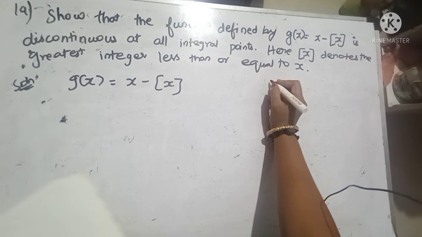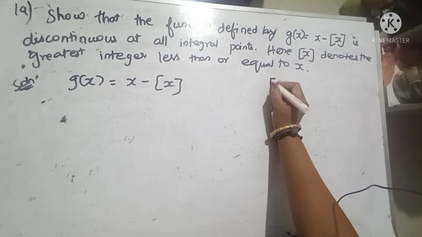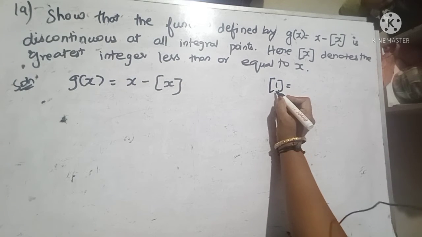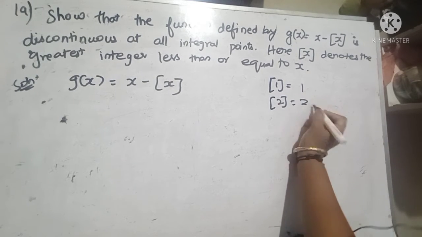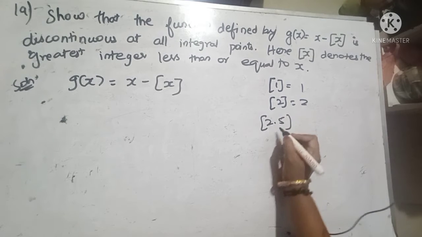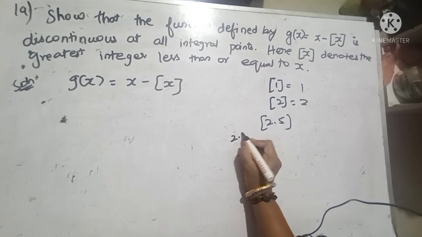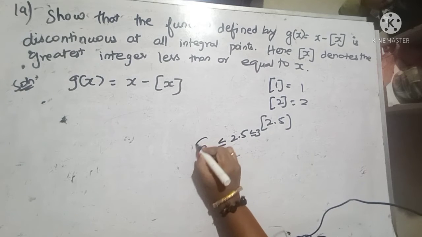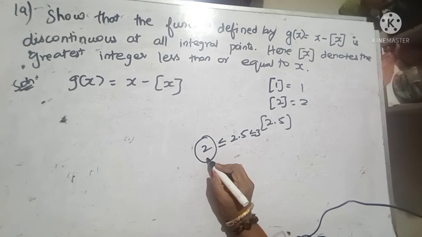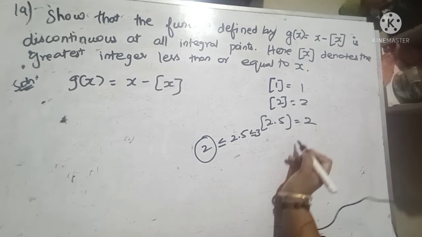So first of all let me explain this integral part. So what is the integral part of 1? That is the greatest integer. The greatest integer of 1 is 1. For 2 we will get 2. For 2.5, this 2.5 actually lies between 2 to 3. So always we choose the left hand side. So this is equal to 2.